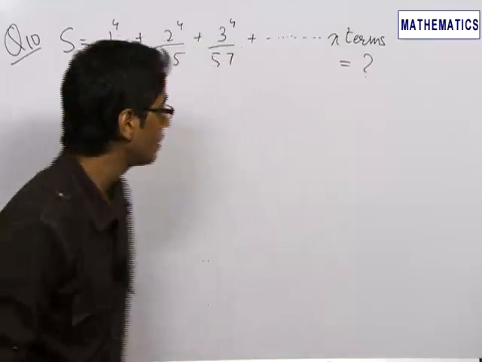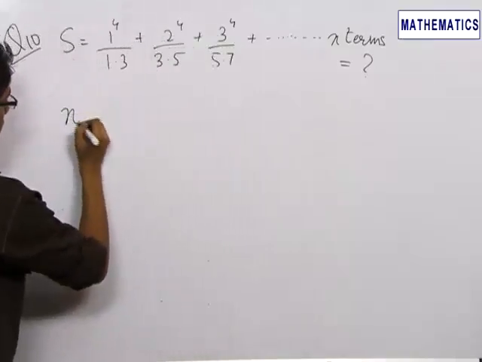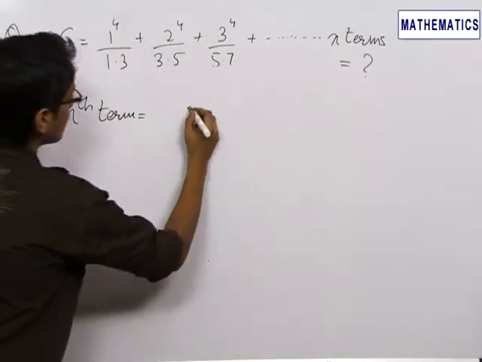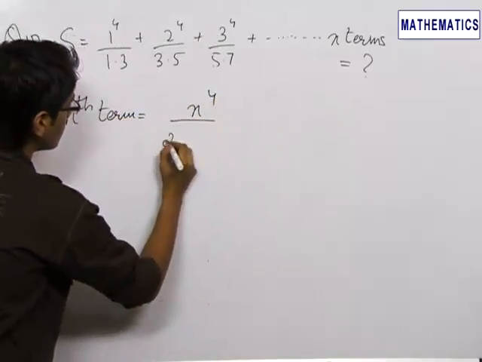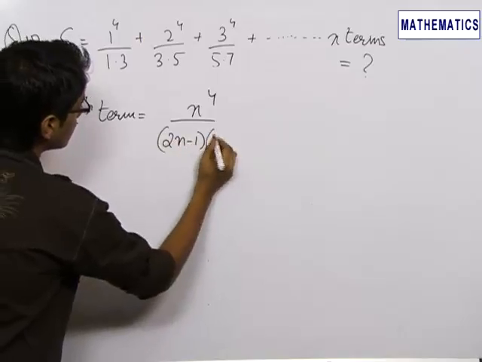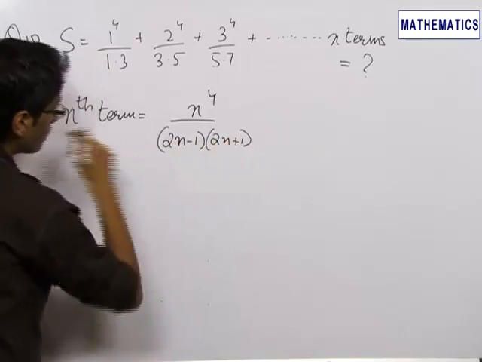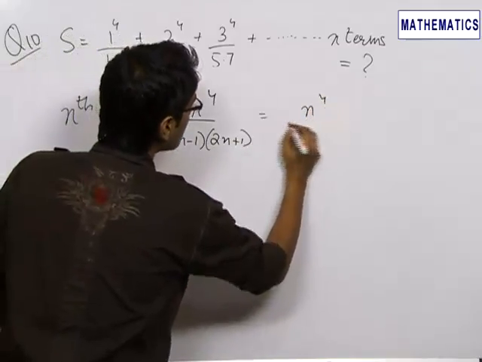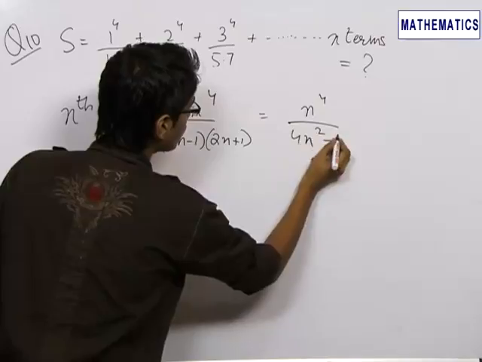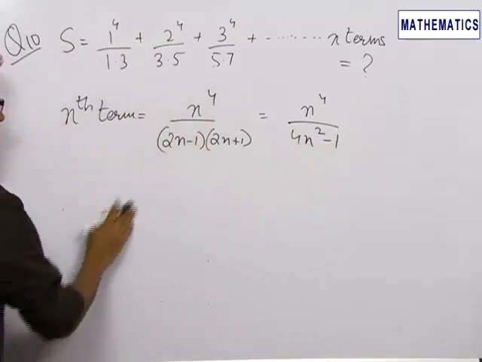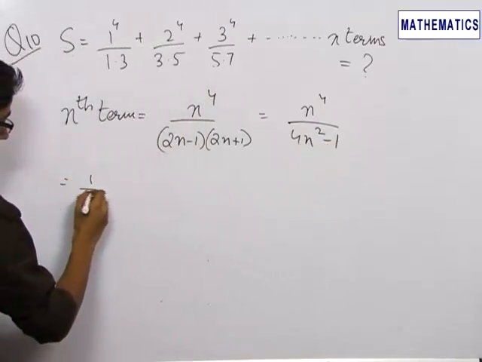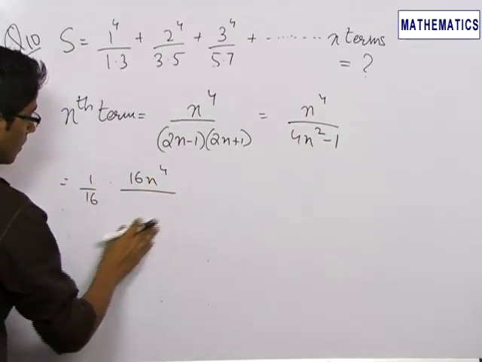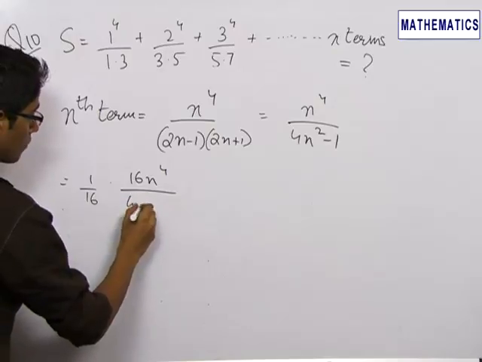of the series. The nth term is very clearly equal to n power 4 upon (2n minus 1)(2n plus 1), which can be further written as n power 4 upon 4n square minus 1. We can again simplify this as 1 by 16 into 16 n power 4 upon 4n square minus 1.